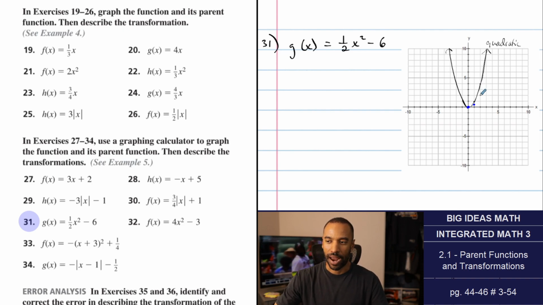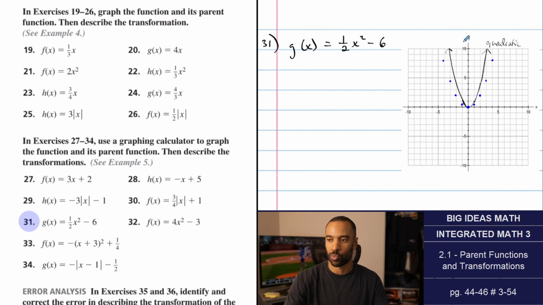2 squared is 4. Half of that is 2. And then it's shifted 6 units down. 3 squared is 9. Half of that is 4.5. And then it's shifted 6 units down. 4 squared is 16. Half of that is 8. And then it's shifted 6 units down. Same thing with the negatives that get squared. They are the same amount up when translated the same distance away on that side.